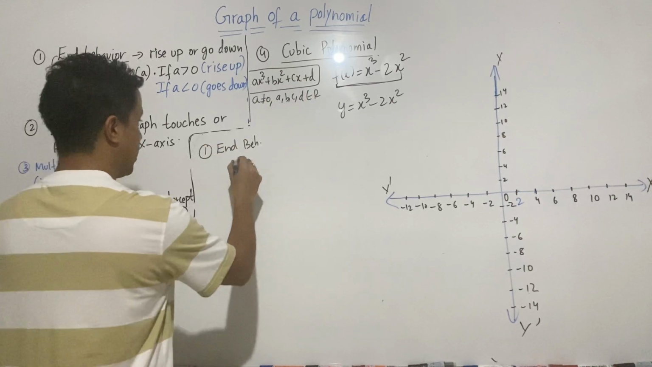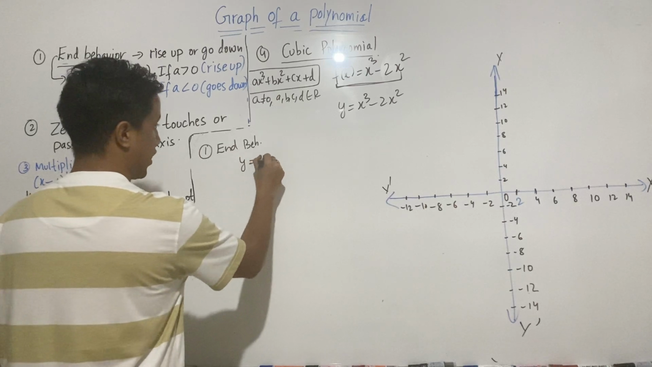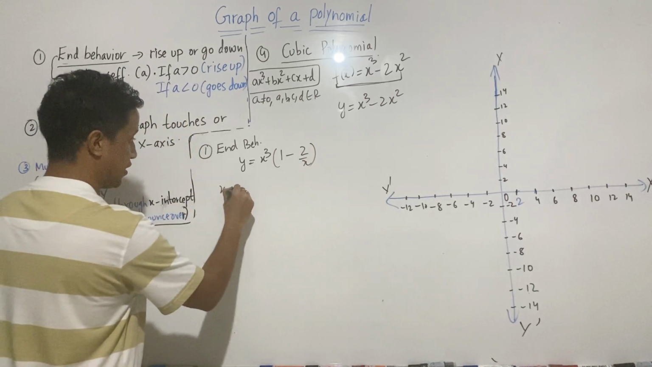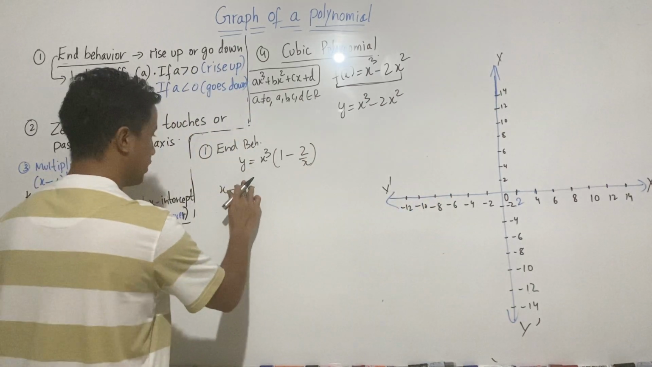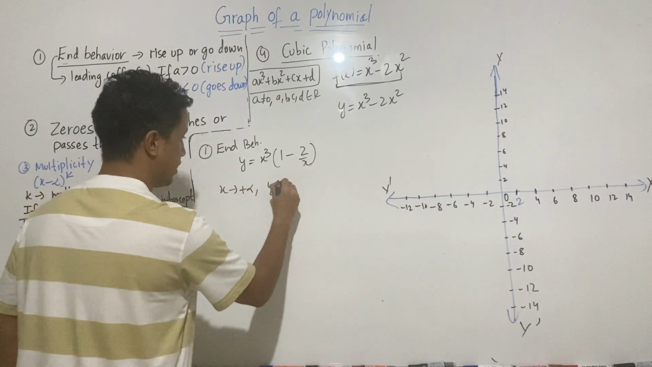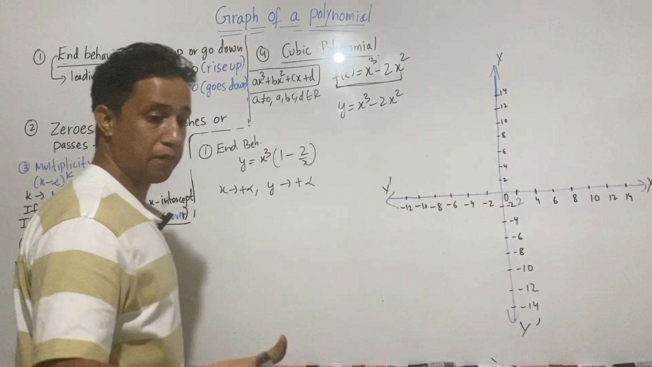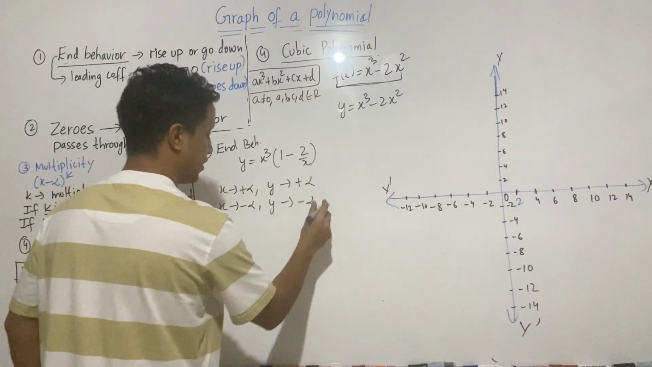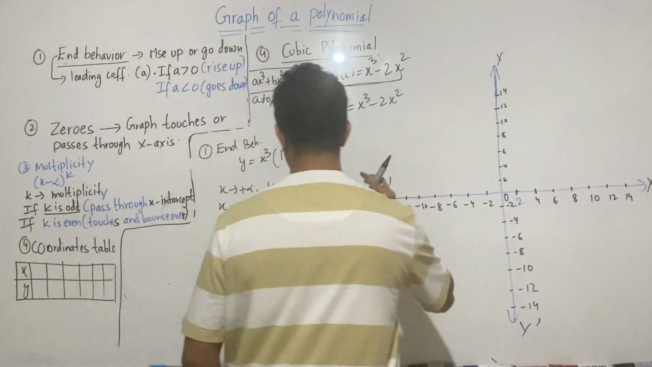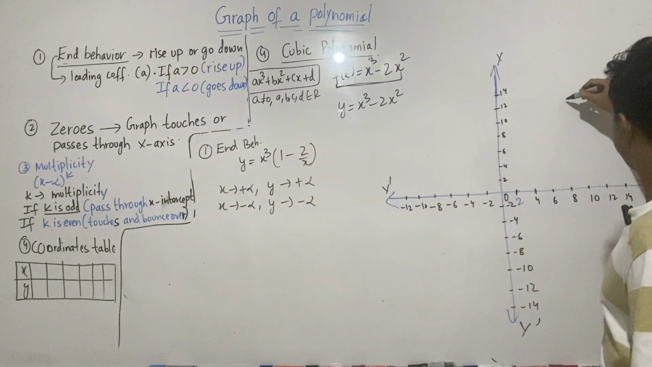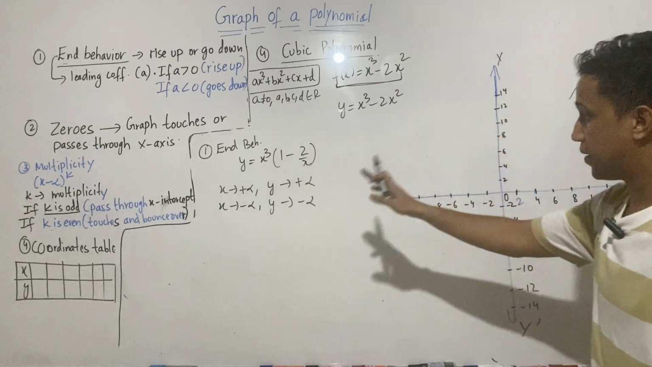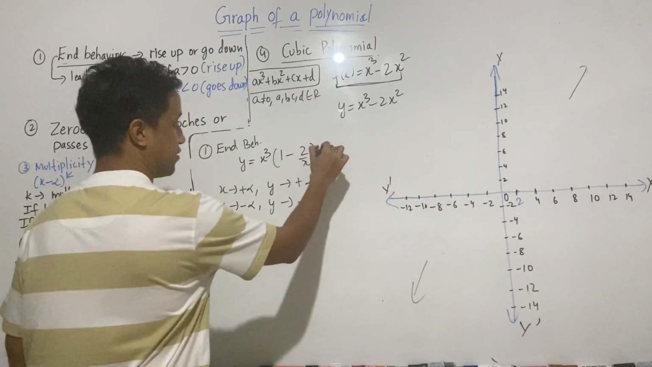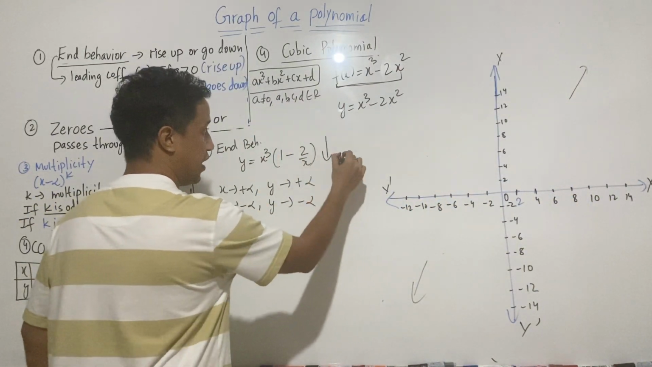So what I will do: y equal to x cubed common 1 minus 2 by x. If x is positive infinity, then y would be positive infinity, because the cube of a positive is positive. If x is minus infinity, then y would be minus infinity, because the cube of a negative is negative. So the end behavior is that on the left side it goes down and then it goes up.